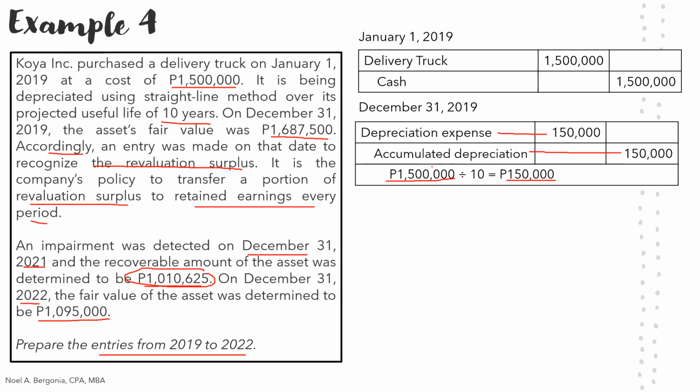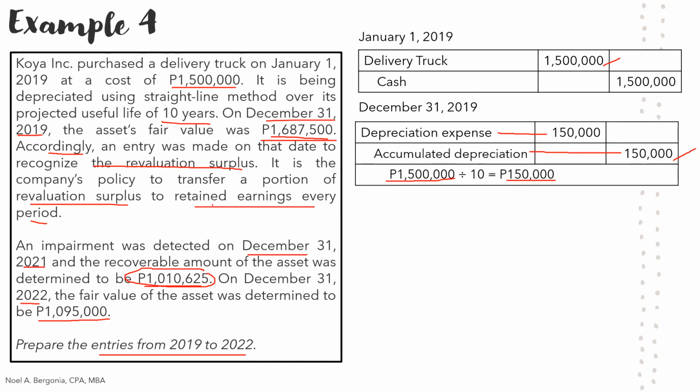Okay? So with regards to our carrying value at this date, so syempre 1,500,000 minus the accumulated depreciation. Now, on December 31, 2019, as stated in the problem, the fair value of the asset was 1,687,500. So there was an increase. So there will be a revaluation as mentioned. So since hindi po binanggit kung anong method, di ba? Proportional ba siya or elimination? We will be using the proportional.